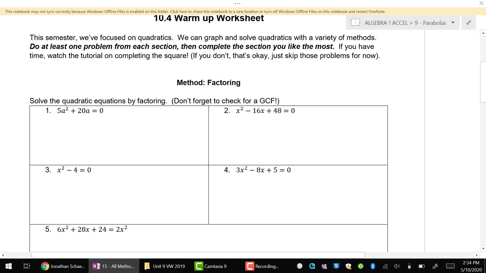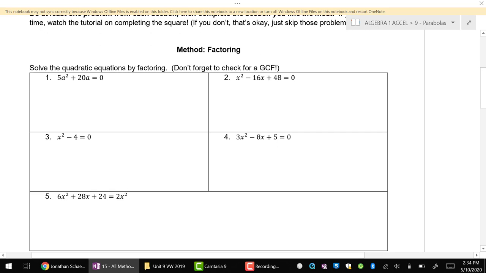So we're going to begin with the factoring method. I'd like to do maybe 1 or 2 examples with you per section. So to solve by factoring, don't forget to look for that GCF first before we do anything else. In number 1, I see a GCF of 5a. So if I factor out a 5a, I'll be left with a plus 4. Undistribute that 5a. And then don't lose your equation. Carry down the equal 0.